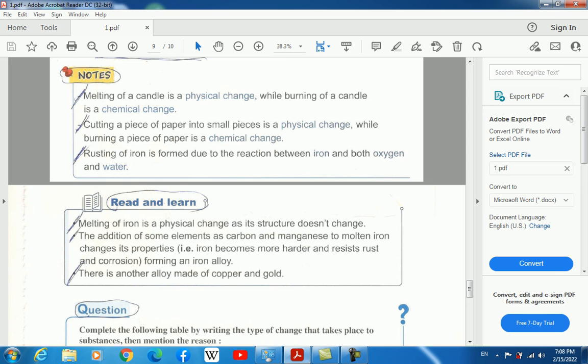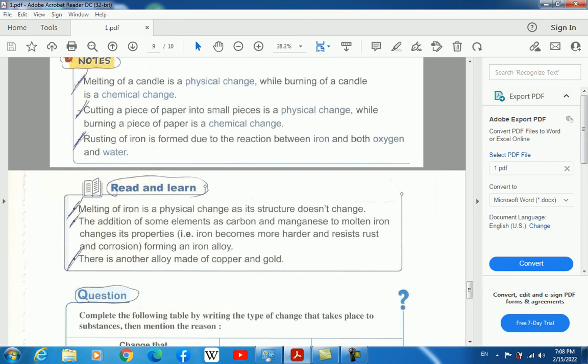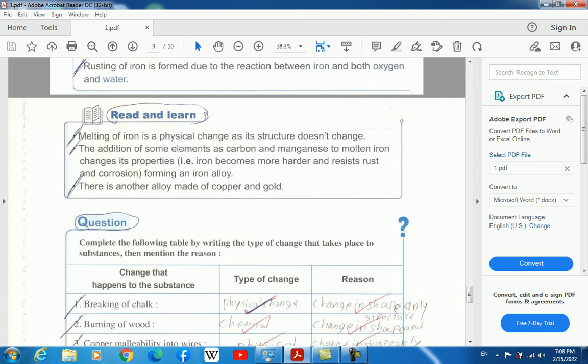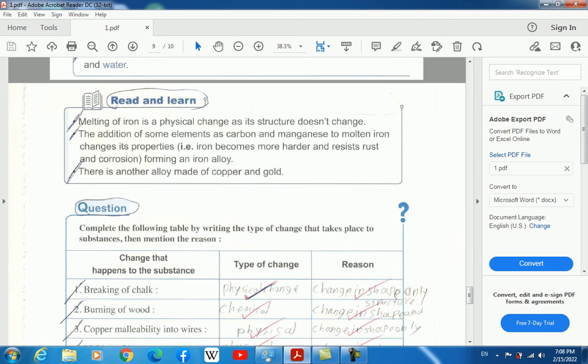There are some notes. The first one is that melting of a candle is a physical change, while burning of a candle is a chemical change. It's very important to differentiate between the two processes. Cutting a piece of paper into small pieces is a physical change, while burning this piece of paper itself is a chemical change. Rusting of iron is formed due to the reaction between the iron and both the oxygen and water. Together, the oxygen and water on one side react with the iron on the other side.